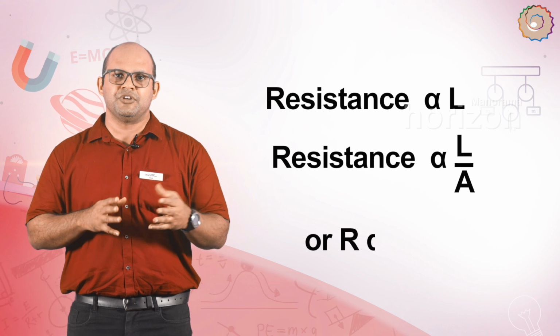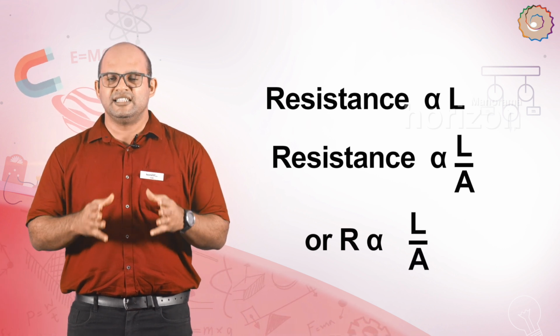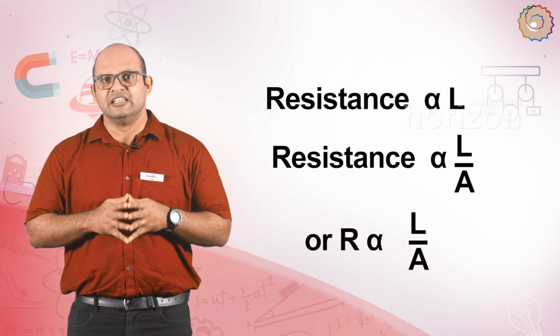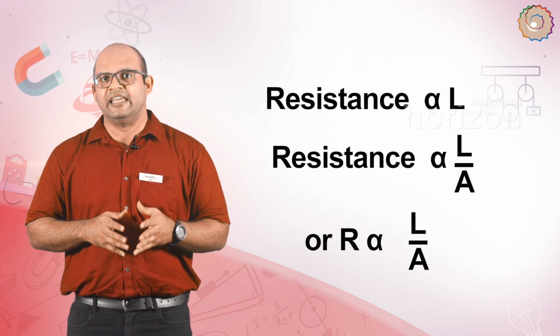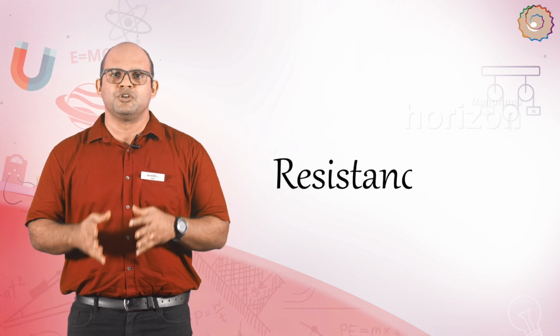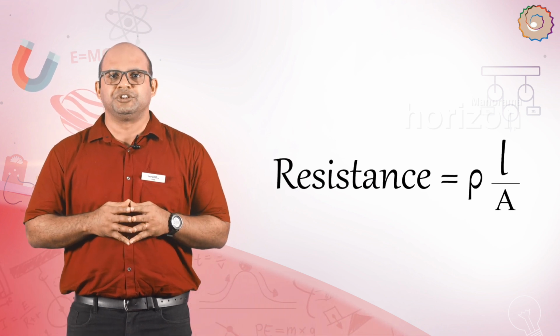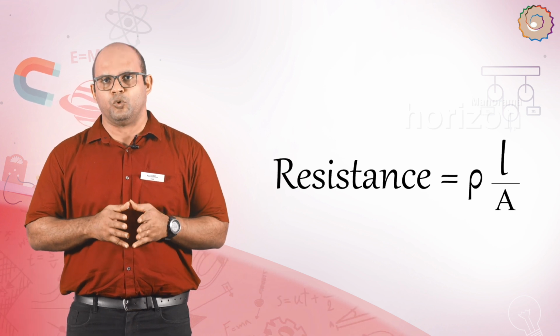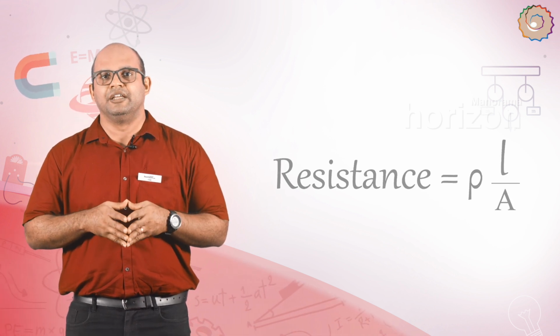Putting these relationships into a single equation, we see that R is proportional to L upon A, where L is the length of the conductor and A is the cross-section area. Introducing a constant of proportionality into this expression, which we will call rho, we get R is equal to rho multiplied by L upon A.